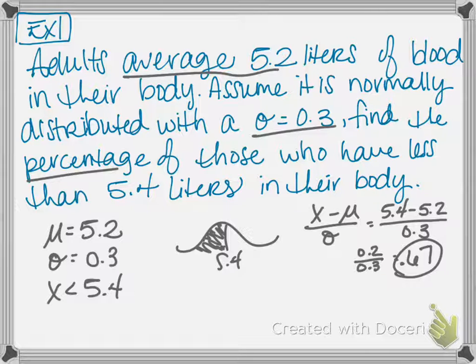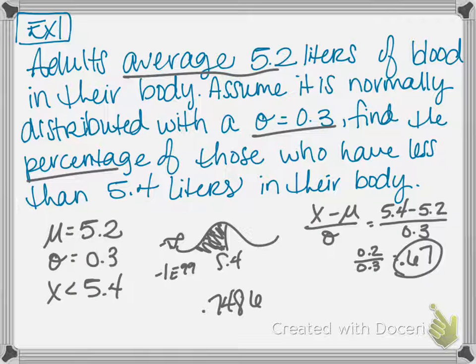And I have, technically, negative infinity over here, so that's my lower bound. Remember, if you're doing that, it's negative 1e to the 99th. So basically it's a really, really small number in scientific notation. But my upper is going to be 0.67. Press enter a whole bunch of times, and your calculator should give you the answer of 0.7486.